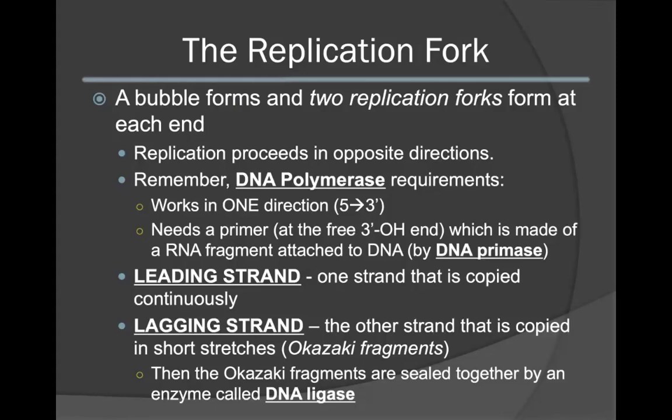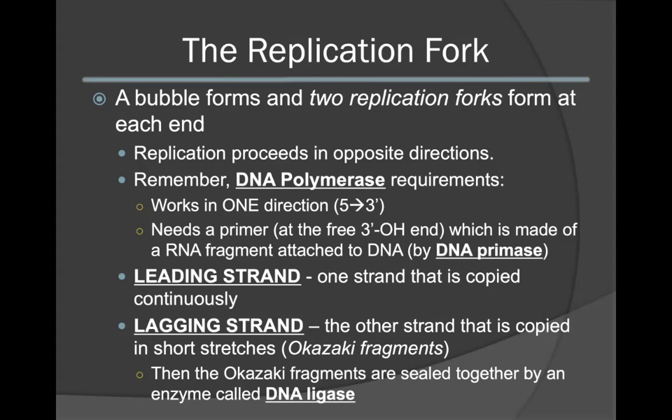The replication fork refers to the bubble that forms at the origin of replication. 2 replication forks are present for each replication bubble. Replication will proceed at both forks in opposite directions. Remember the requirements of DNA polymerase. It needs a DNA template, and it only works in one direction, meaning that DNA polymerase can only ever read in 3' to 5', and it will only make a strand in 5' to 3'. This creates a problem because while at each replication fork, one of the strands will be presented to DNA polymerase in the right direction, the other one will be in the opposite direction.